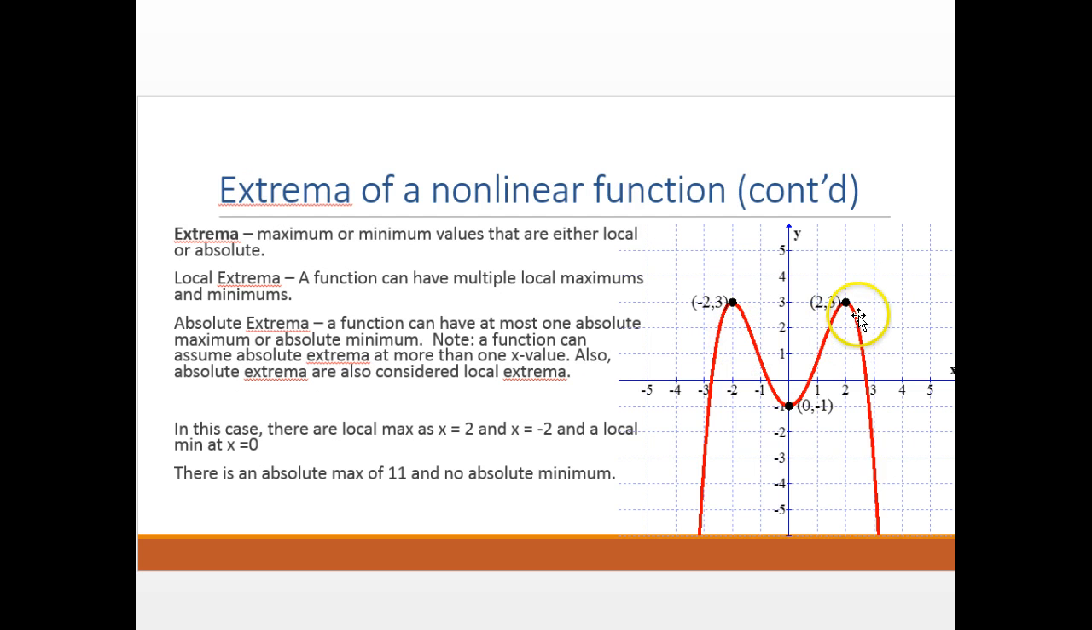like we come back to our graph, this is a local minimum here because around this point, it's the lowest point around. But if we go further away, it may not be the lowest point. Like down here is a lower point. So this is just a local extrema.